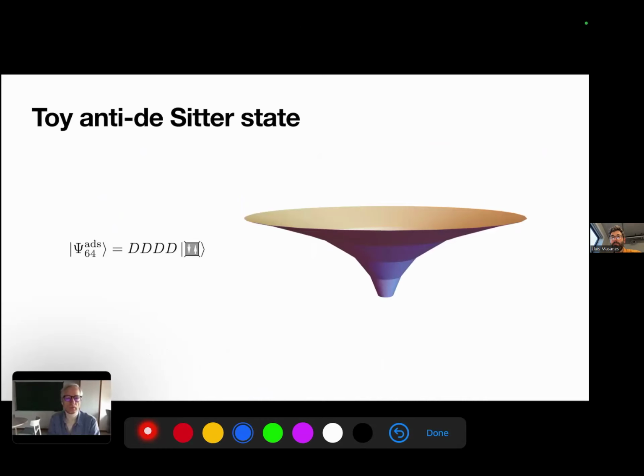Yeah, maybe now we can talk about this gravitational time dilation. Okay, so this is the anti-de Sitter space for 64 spins, because every time we apply D, we double the number of spins. We start with 4, and we double it 4 times more. Then we have 64, okay? So 4 times 2 to the power of 4, 64. And these 4 Ds are just 1, 2, 3, 4, okay?